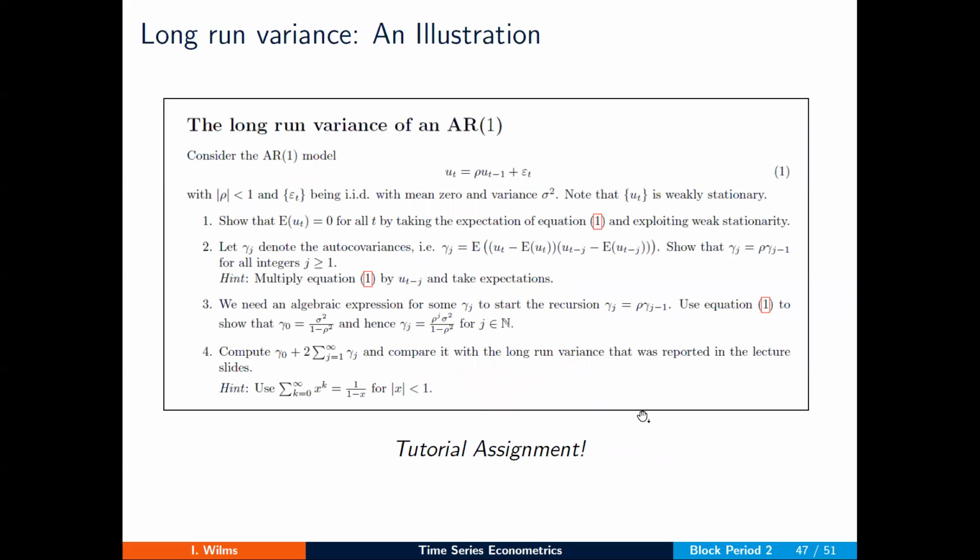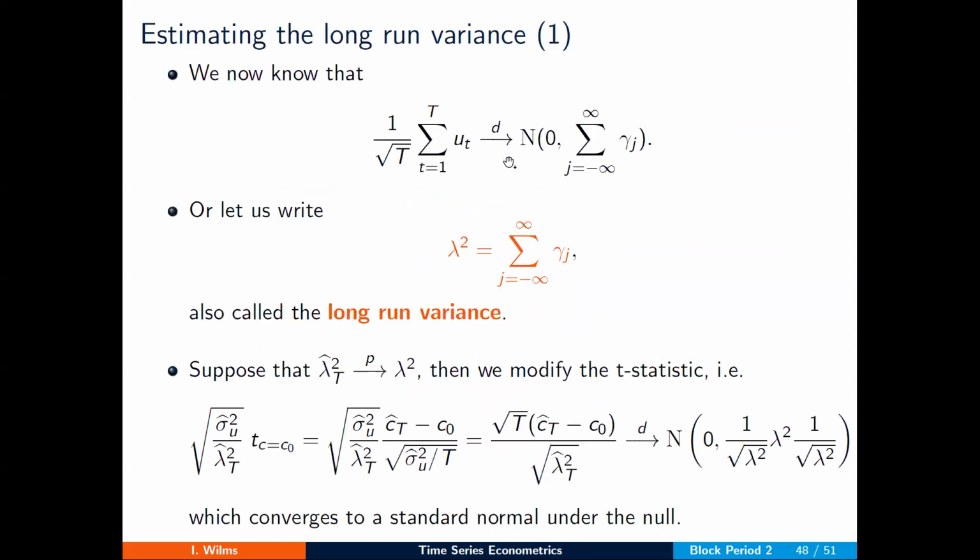In your assignment, you will have a closer look at the long-run variance for an AR1 model. But what we do know now is that this scaled average goes to a normal distribution with asymptotic variance given by this long-run variance, which we can compactly denote by lambda squared. Now, suppose that we can consistently estimate this long-run variance.